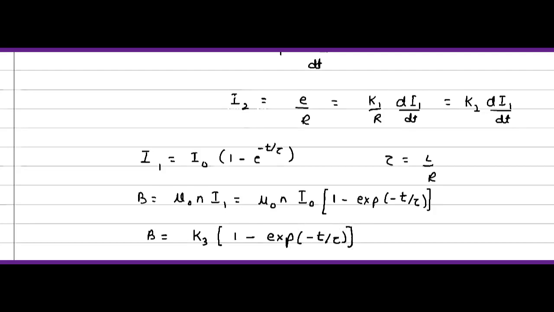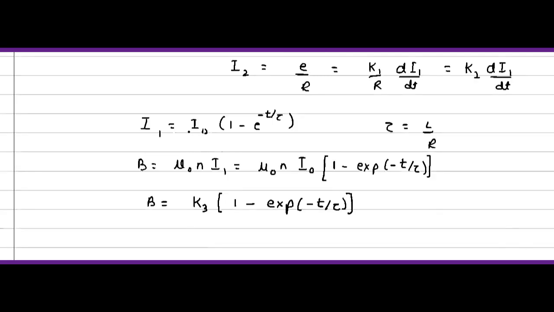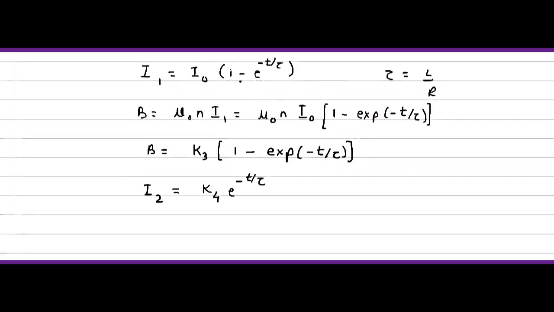Now what would be the value of I₂? I₂ would be K₂ times the differentiation of this value. If we differentiate this and put it into the equation, I₂ turns out to be, writing the constant as K₄, K₄ e to the power minus t over τ. Why? Because if we differentiate this expression, the constant term gives 0, and we get e to the power minus t by τ with a factor of minus 1 divided by τ.